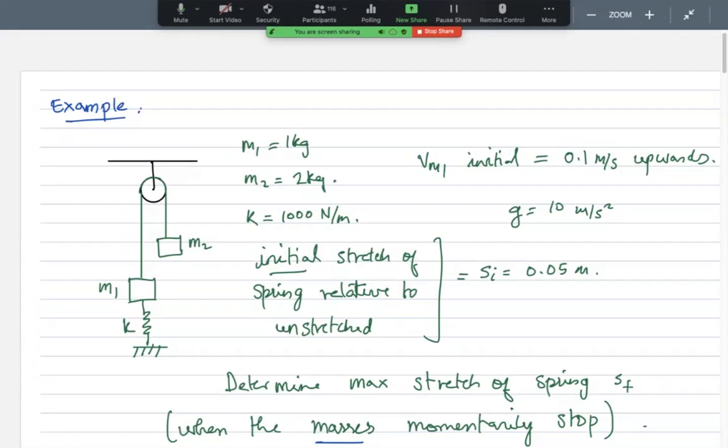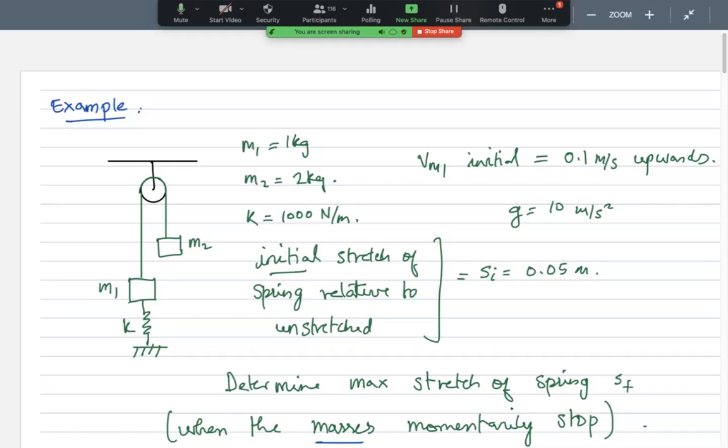We are told that the velocity of the mass M1 is upward 0.1 meters per second, with the implicit assumption that the velocity of mass M2 is downward, same magnitude, assuming that this rope remains taut. In other words, it doesn't go slack, nor does it change length. And then G is 10 meters per second square. I may give G equals 10 meters per second square for some numerical problems, just to ease your calculation, if you want to do it by hand.